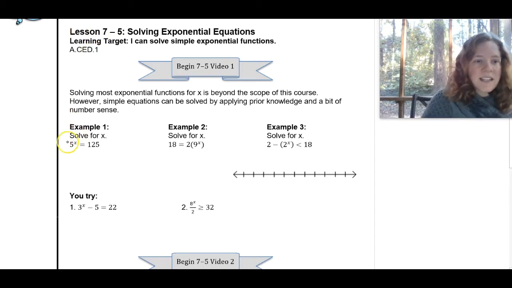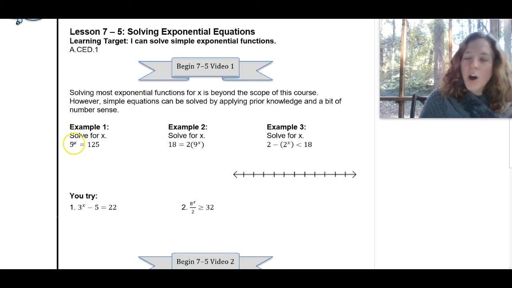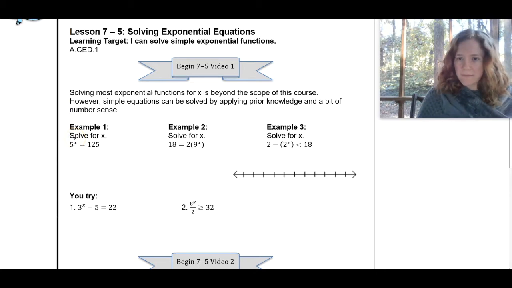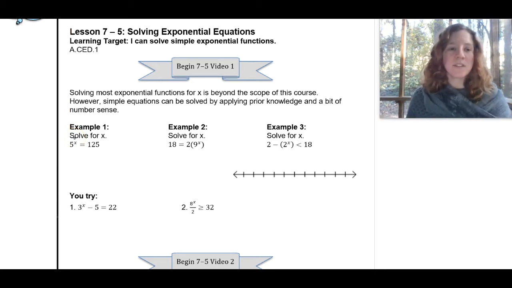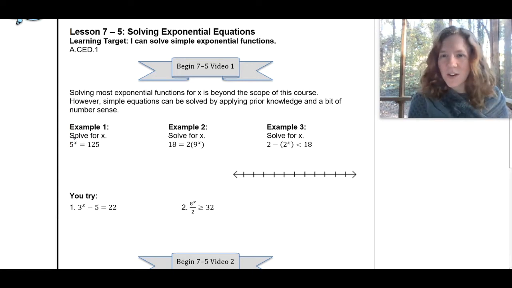For this example one, it says solve for x. Basically, all you're going to do is look at this and say, what can that x be? That's it. There's no algorithm. There's no steps to do. You're just looking at it and saying, 5 to the what power is going to give me 125? Well, if you have no idea, then just start guessing.